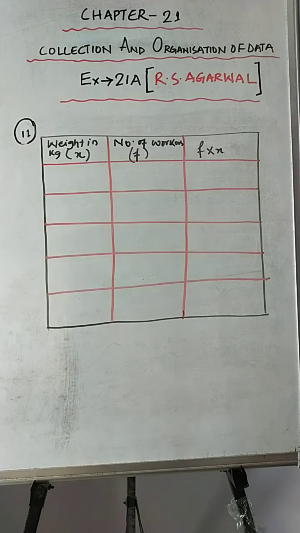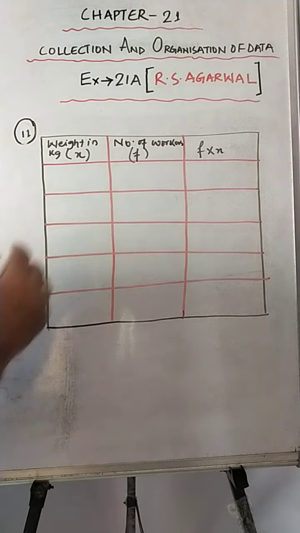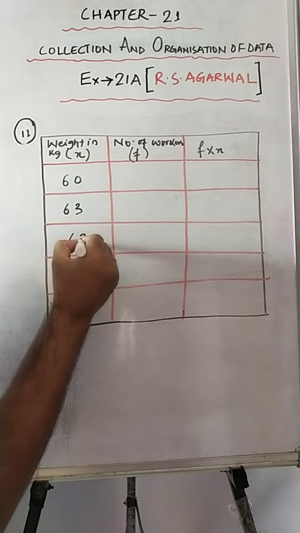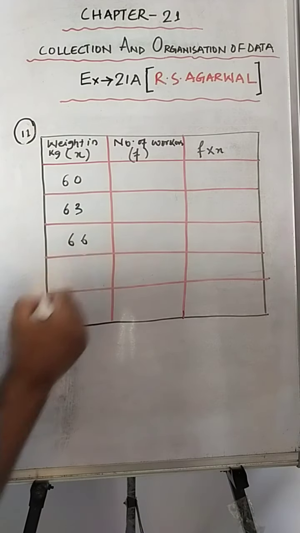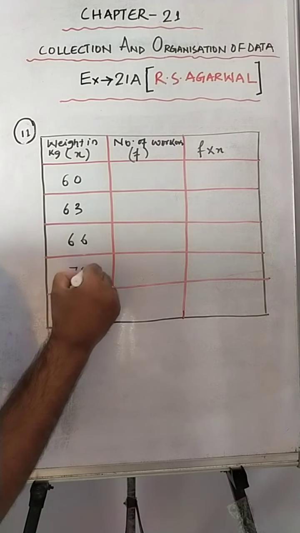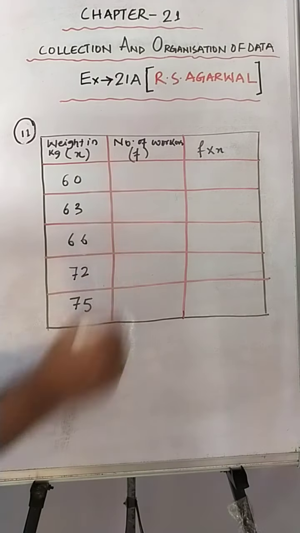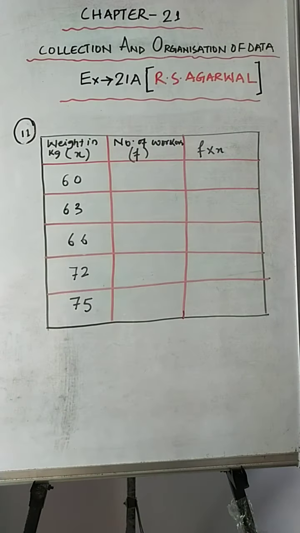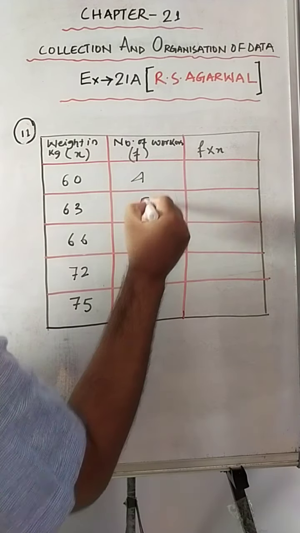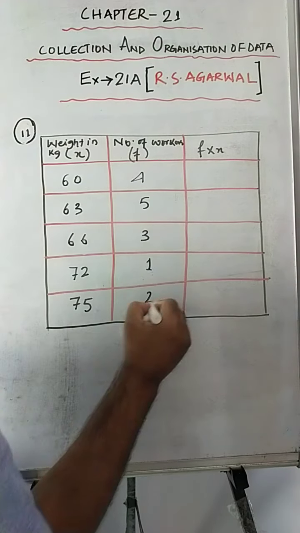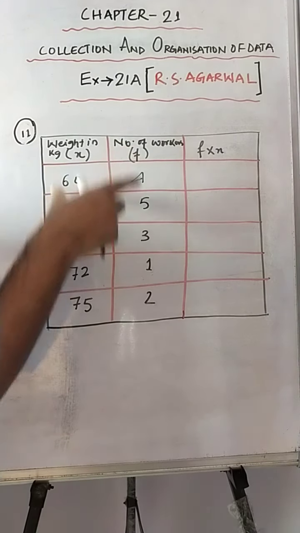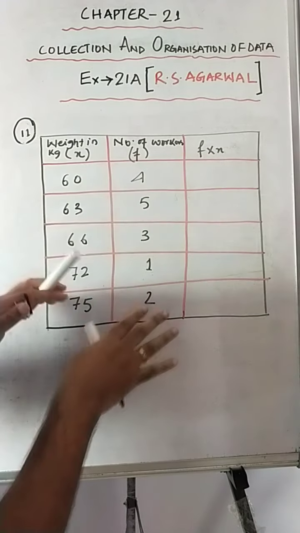What is there in weight in kg? 60, 63, 66, and then what is given? 72 and 75. And what about the number of walkers? 4, 5, 3, 1, 2. This is exactly what is written in the question, so no modification done.